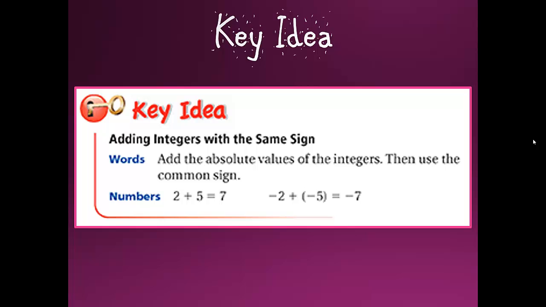And negative 2 plus negative 5 equals negative 7, because the absolute value of negative 2 is 2, the absolute value of negative 5 is 5, 2 plus 5 is 7, and since both negative 2 and negative 5 are negative, our answer is also negative, so it would be negative 7.